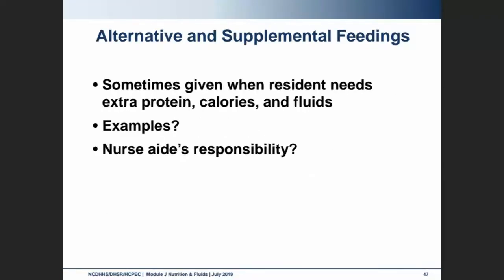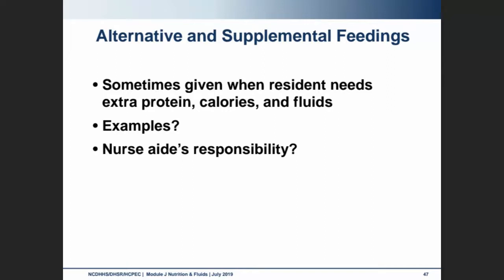Alternative or supplemental feedings. Sometimes these are given to a resident who may need extra protein, extra calories, or extra fluid. For example, if someone has a big wound and we're trying to get that to heal, we may be giving them some supplemental feedings of high protein milkshakes or high protein ice cream. This is also ordered by the physician, and it's often served between meals. Our responsibility, of course, is to assist the resident as needed, and of course, we're always maintaining an accurate recording of intake and output.